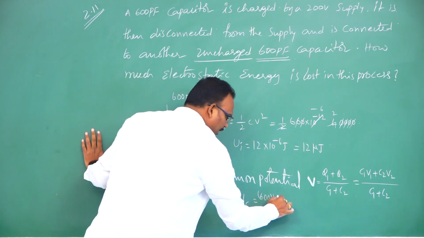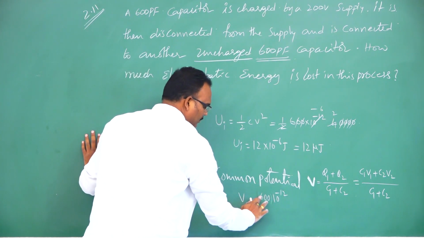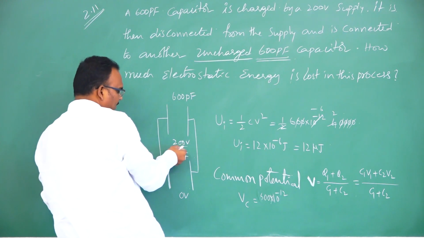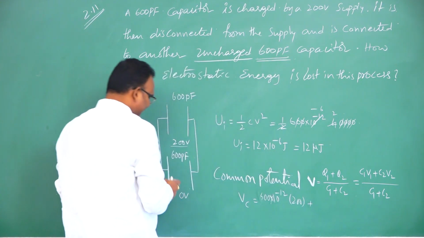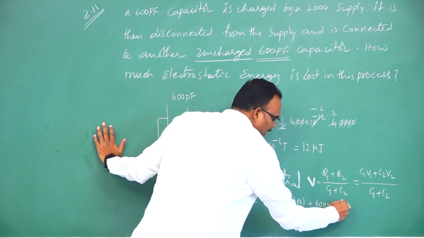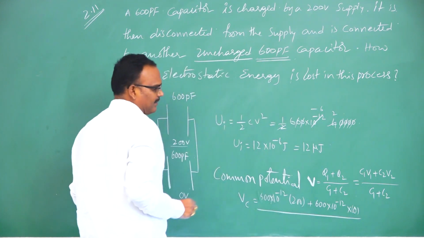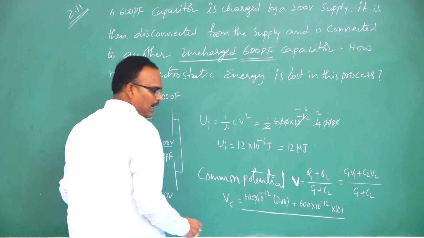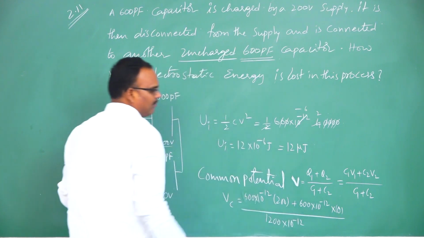Okay, this I will convert into farads. 600 into 10 to the power of minus 12. V1 means 200 volts, plus C2, which is again 600 picofarad, 600 into 10 to the power of minus 12, and V2 is 0 potential, divided by C1 plus C2. This is 600, this is 600, total 1200 picofarad, 10 to the power of minus 12.